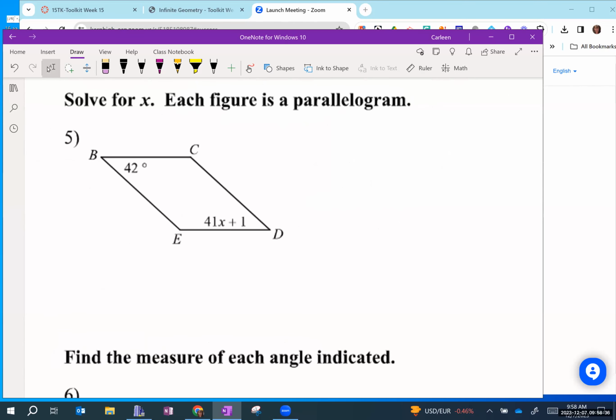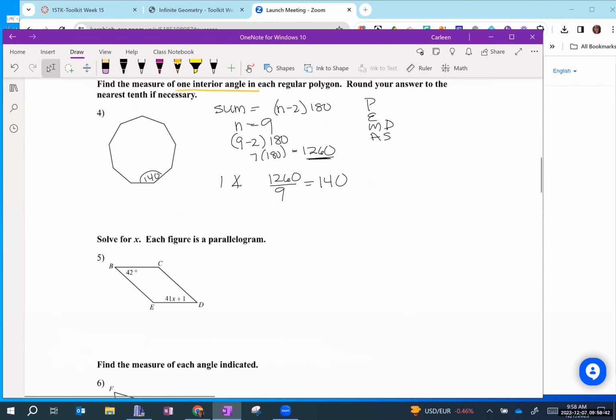Solve for x. Okay, yeah. Do you see how tempting that is to divide by 7? Yeah, but if you divided by 7, you'd get back to 180. Okay, super important. And let me tell you, I see a lot of people right here, they want to divide by 7. Yeah, divide by 9.